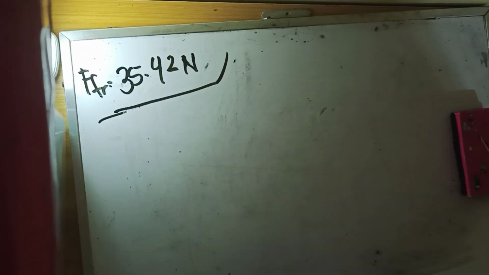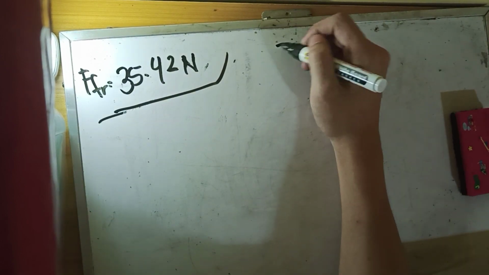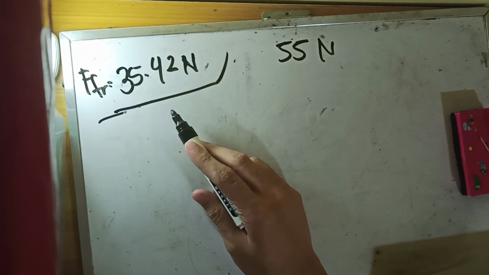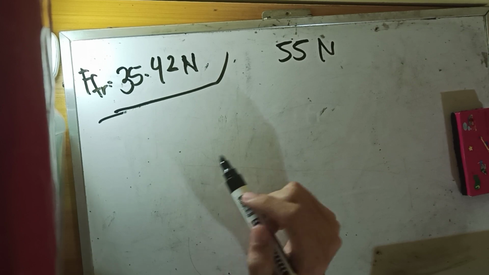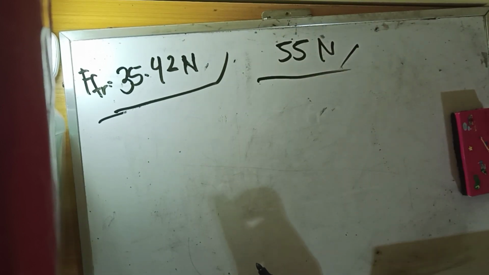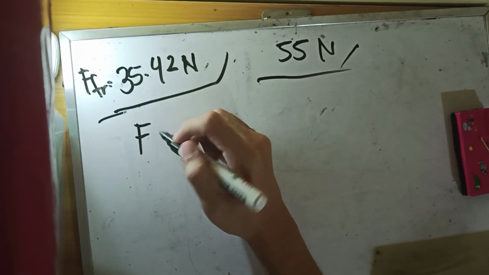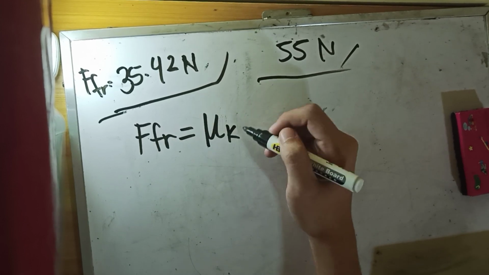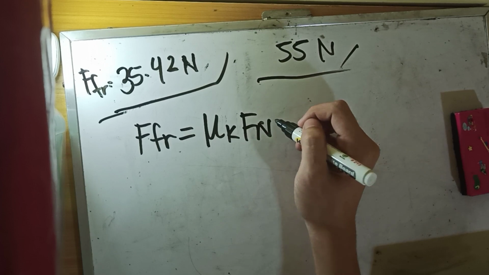For letter C. So, para naman sa letter D, meron tayong given value na applied force 55 Newton. And kung mapapansin natin sa nakuha nga natin kanina na value ng friction, which is yung sa static friction natin, 35.42 Newton, mas malaki na yung ating applied force. So, magkakaroon na tayo ng motion, and ang gagamitin na natin ngayon is yung ating kinetic friction, which is yung force of friction is equals to mu sub k multiply sa ating normal force.